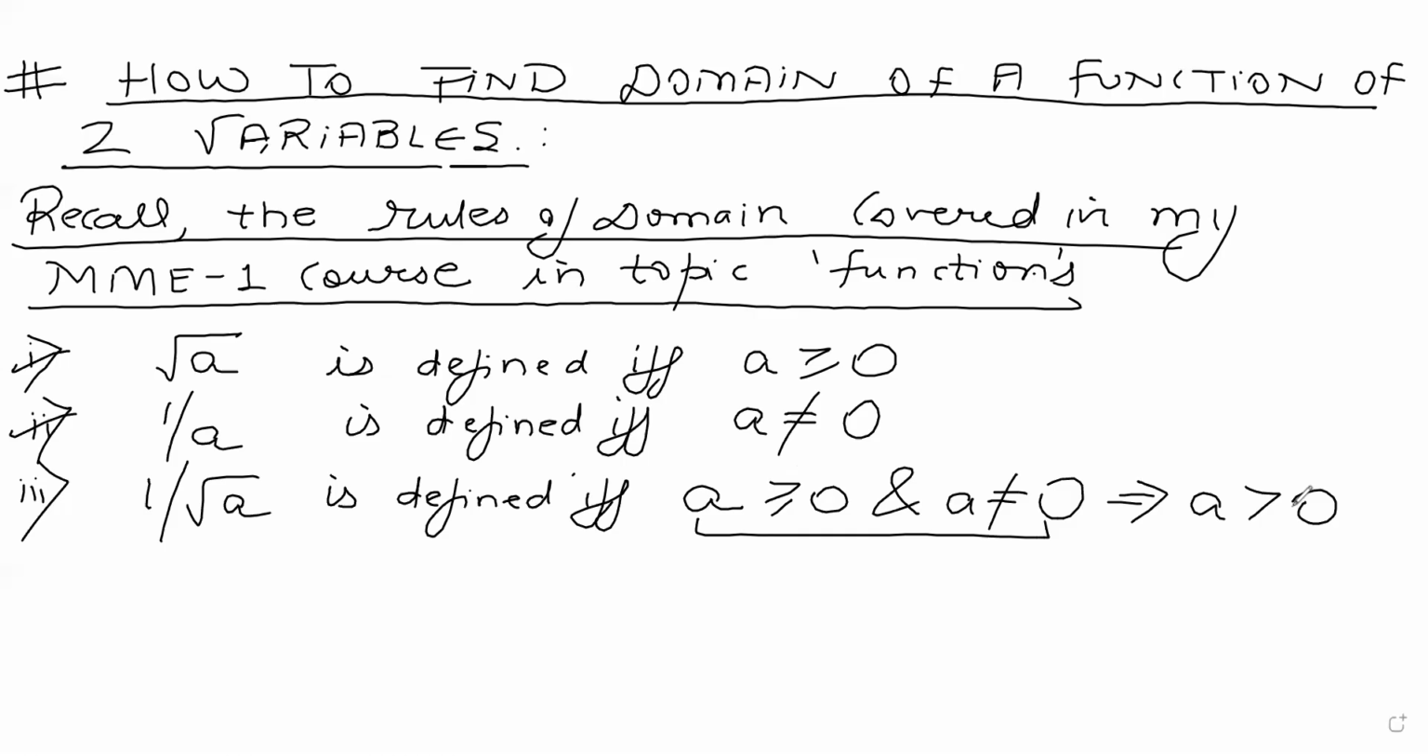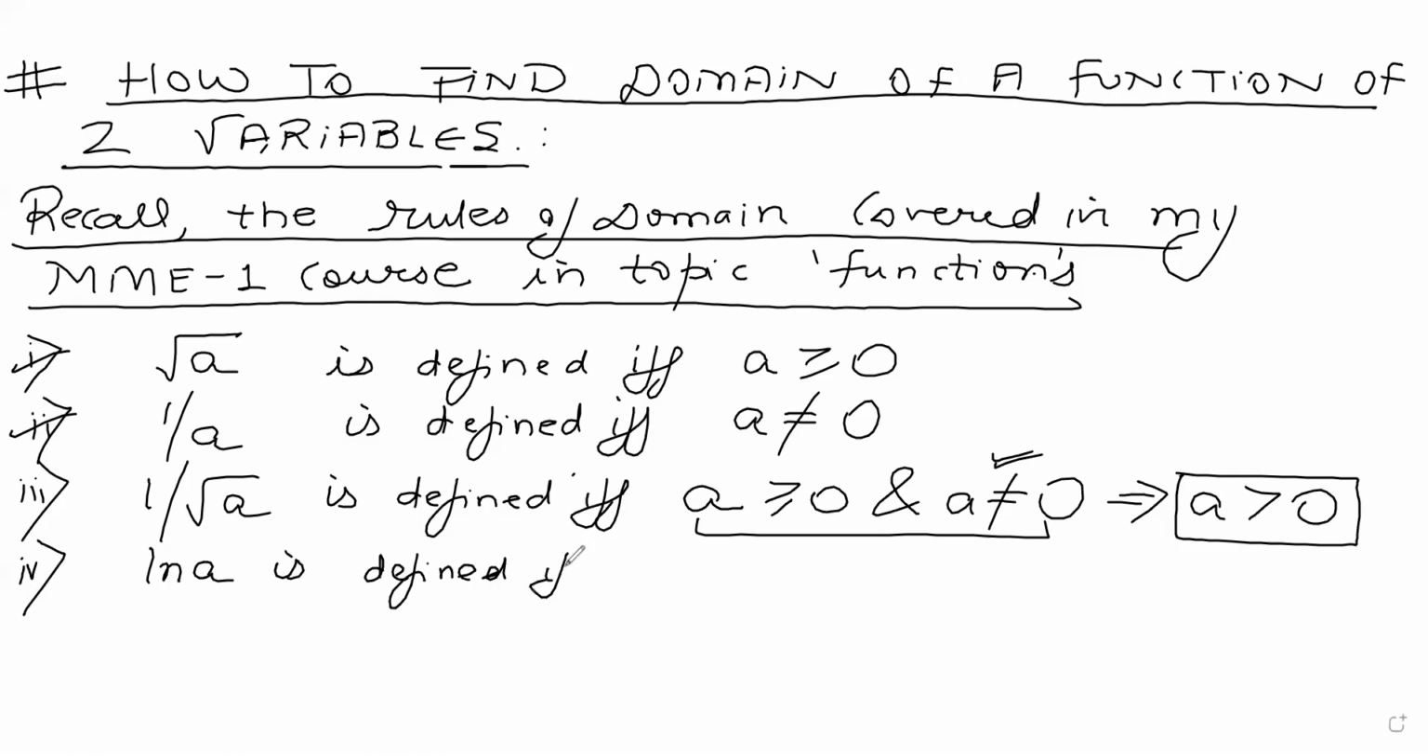If A is greater than or equal to 0 and at the same time A is not equal to 0, together they mean that A is strictly greater than 0. And the fourth, all of us know ln of A is defined if and only if A is strictly positive.